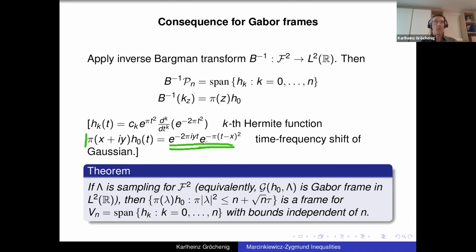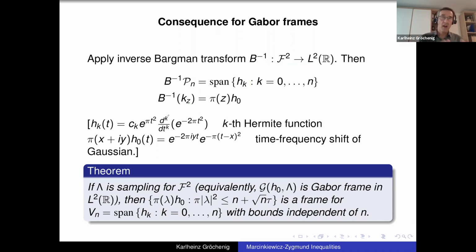So the time frequency shifts of the Gaussian are mapped to the reproducing kernel in Fock space. The Hermite functions are mapped to the monomials. So since we started with Fock space, I take the inverse Bergman transform. This goes from Fock space onto L2 of the real line. The subspace of polynomials of degree n is mapped to the span of the Hermite functions up to n, and the inverse image of the reproducing kernel of Fock space are the time frequency shifts of the Gaussian on R.